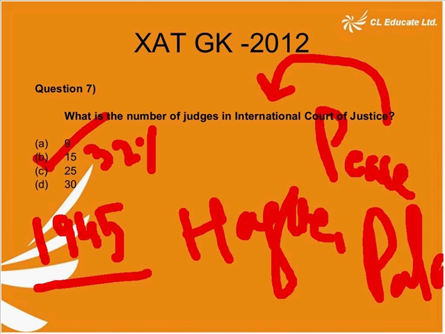Now, one more question. How many judges have been there at ICJ from India till now? The correct answer is 4.